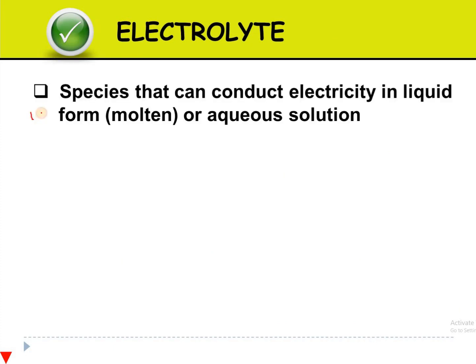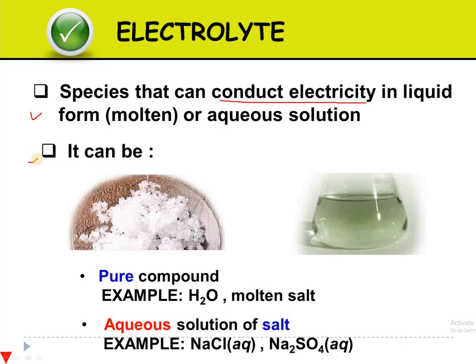The second component in galvanic cell is electrolyte. What is the electrolyte? Electrolyte stands for species that can conduct electricity in liquid form, either molten or aqueous solution. Electrolyte can be a pure compound, for example water, and molten salt. The second may be an aqueous solution of salt, for example sodium chloride aqueous and sodium sulfate aqueous.